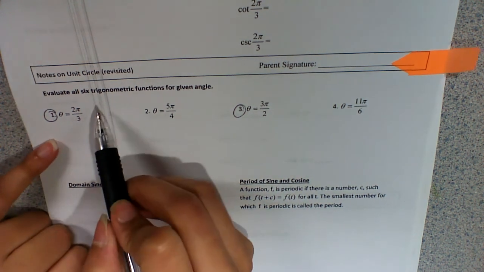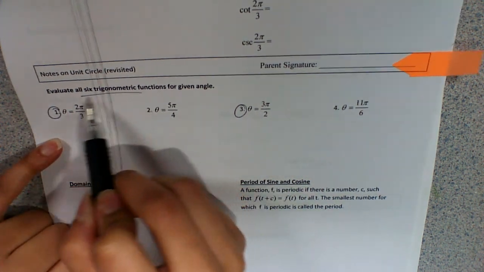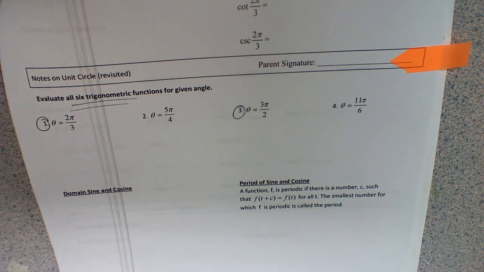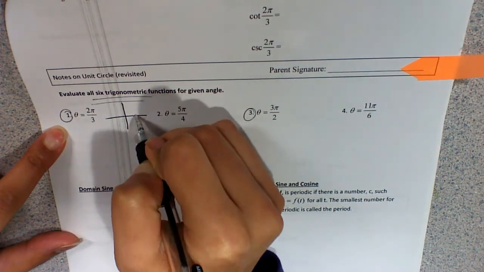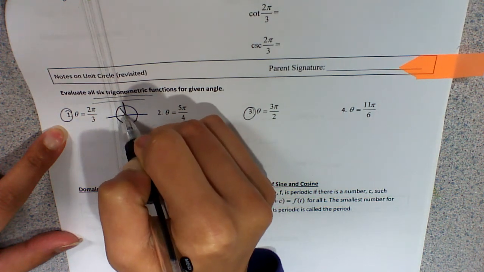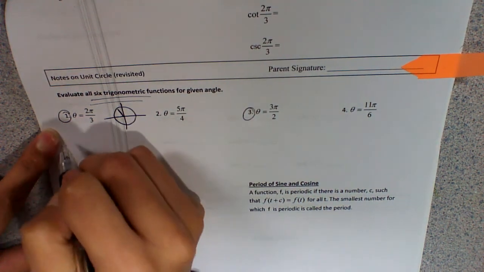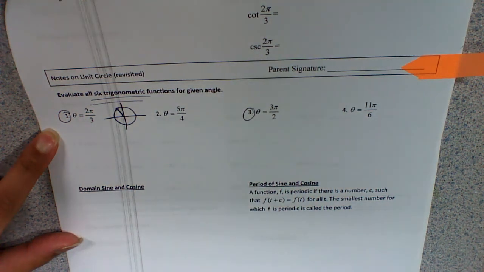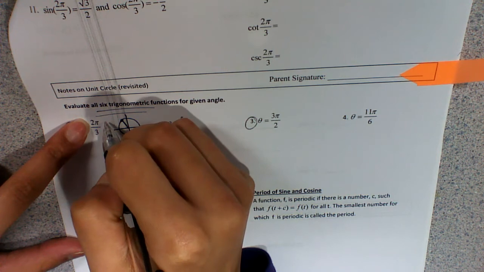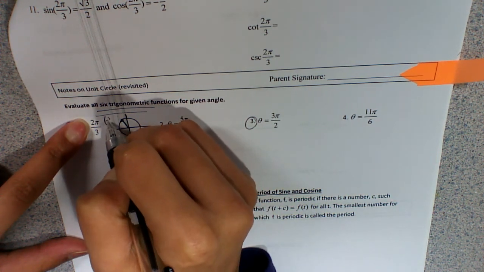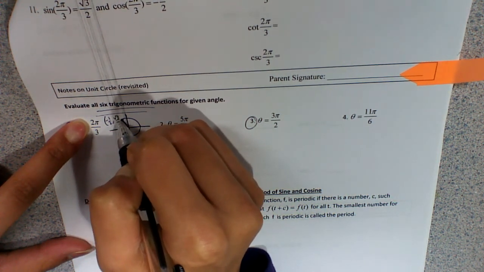But what you're being asked for on this first section is all 6 trig functions. As you remember from yesterday, we talked about sine, cosine, tangent, and then we also talked about their reciprocals, cosecant, secant, and cotangent. So now on number 1, first of all, locate where 2 pi over 3 is, and hopefully you know that by now, it's at 120 degrees right over there. What I need to know is the actual coordinate, and because it's a 60-degree angle, I know that the coordinate for that is -1/2, comma, root 3 over 2.